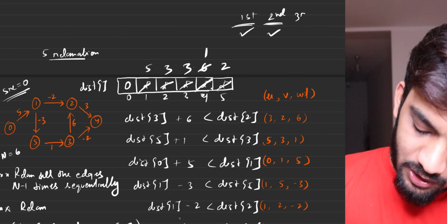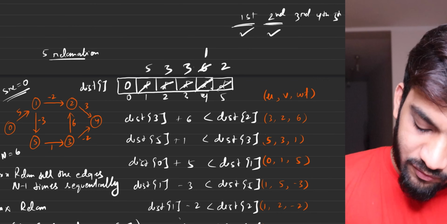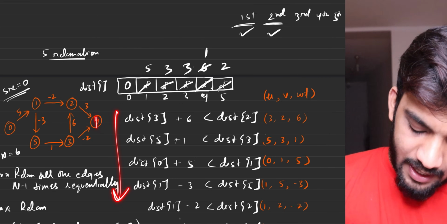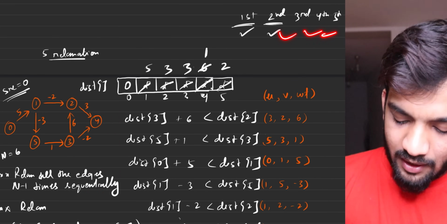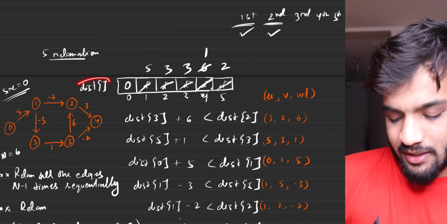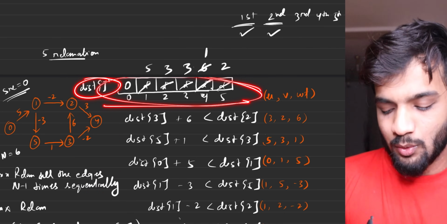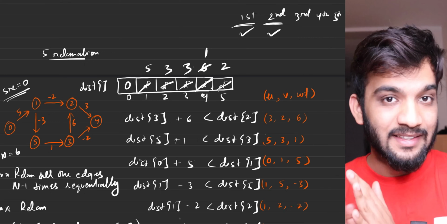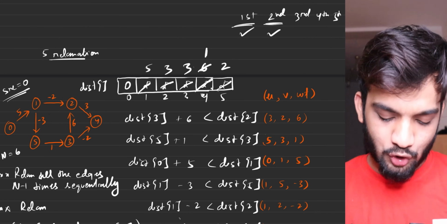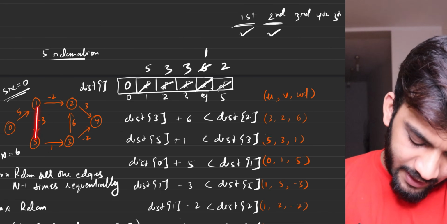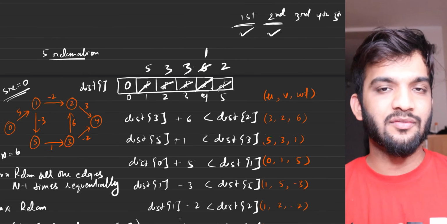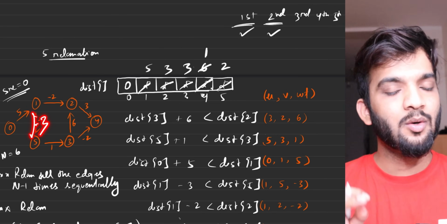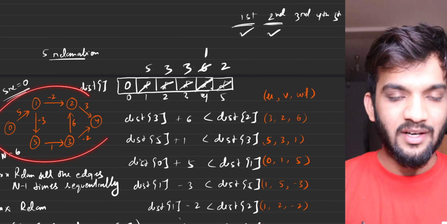Similarly, you will do the third, fourth, and fifth. Basically, again ramp, again ramp, again ramp. And once you have done this, this particular distance array will be storing all your shortest distance. Yes, it will be storing all your shortest distance. And if you carefully look at this, it does not have a negative cycle. It does have negative edges, which is allowed, but it does not have a negative cycle.